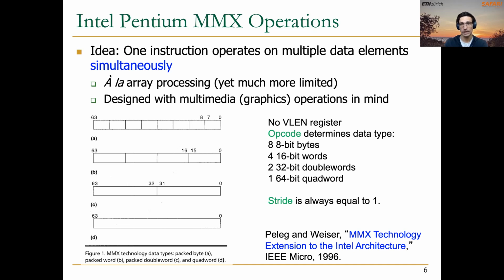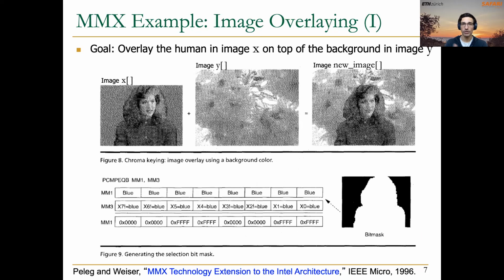If you want to learn more about it, I would recommend you the original paper published in IEEE Micro in 1996. But we are going to see a little bit more detail. We are going to see an example where the goal is to overlay the human image X on top of the background image Y.